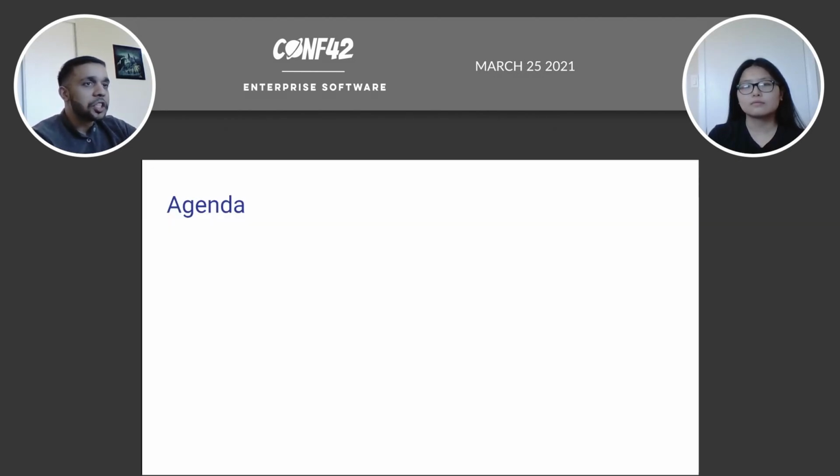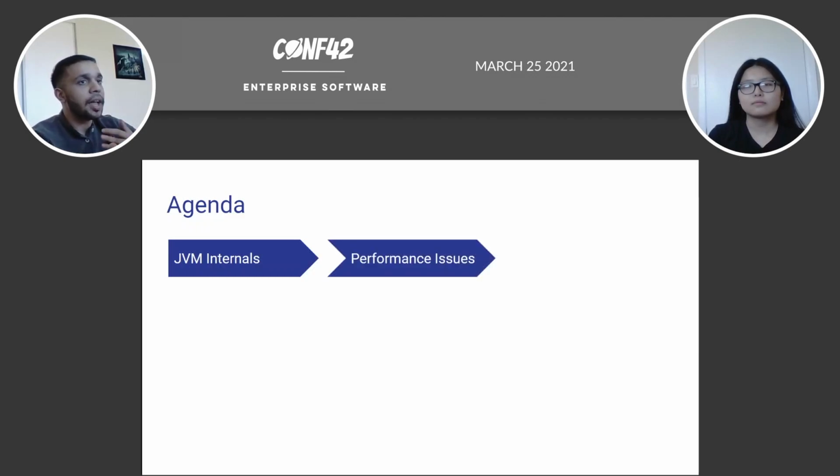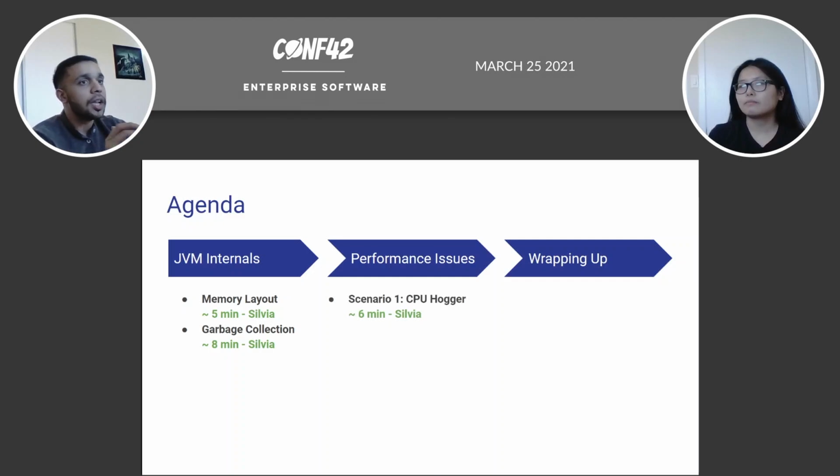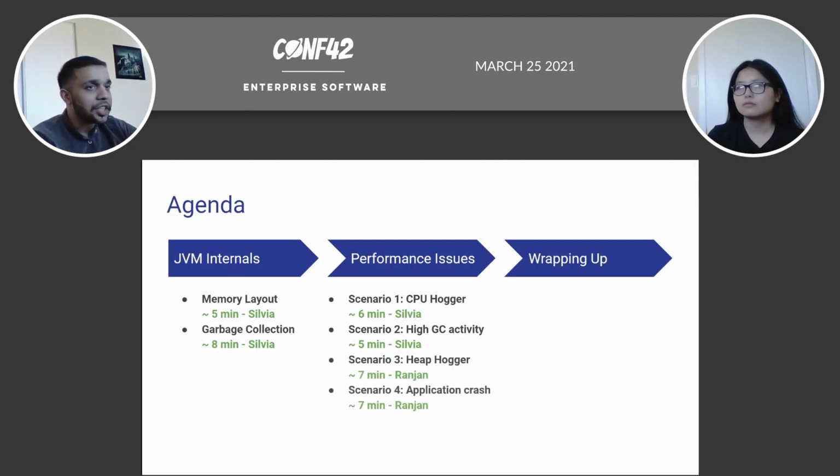The agenda of the presentation can be broadly classified into three portions. The first part is about a JVM internals recap, followed by the performance issues that we'll be mentioning and talking about as to how to go about triaging, and then we'll be wrapping it up and concluding. In the JVM internal section, Silvia will be talking about the memory layout, followed by the garbage collection process. And then she'll move on to the performance issues section, where she'll be talking about a high CPU usage and a high garbage collection activity scenario. And then I'll take over and we'll be talking about a high memory usage and an application crash scenario.